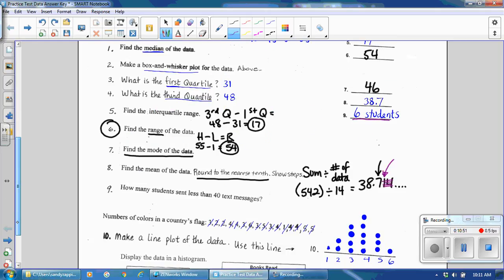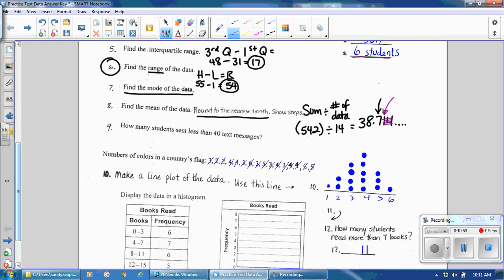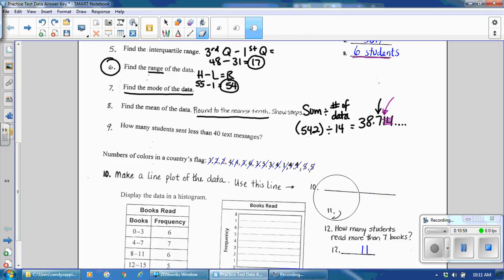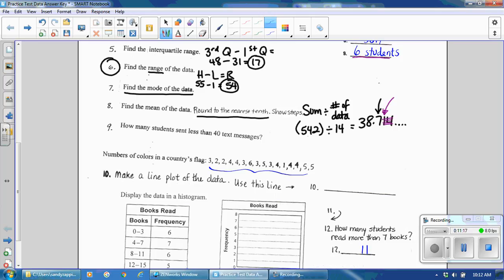All right, the next one, doing the line plot. When you're doing a line plot, the first thing you want to do is put the numbers under the line. And you need to know what numbers to put down there. We are recording the number of colors in a country's flag. So these are the data points that we're going to put on there. The lowest number we will need is 1, and the highest number we will need is 6. So we have 1, 2, 3, 4, 5, 6.